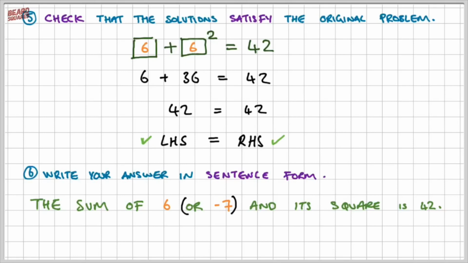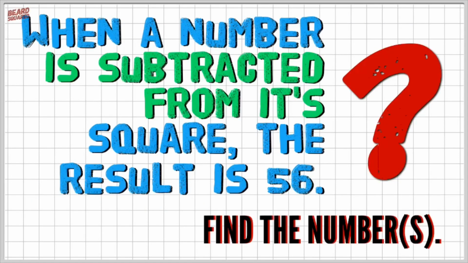Okay, so you can go back and rewind. What I want you to do is become familiar with those 6 steps, and I want you to try to solve this question here. When a number is subtracted from its square, the result is 56. Find the numbers.